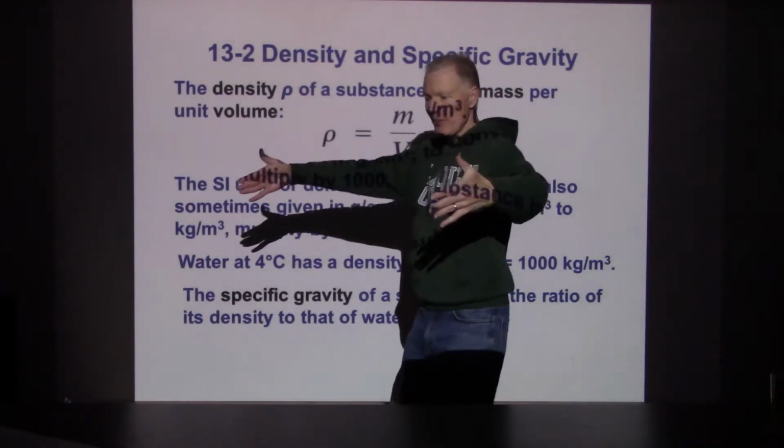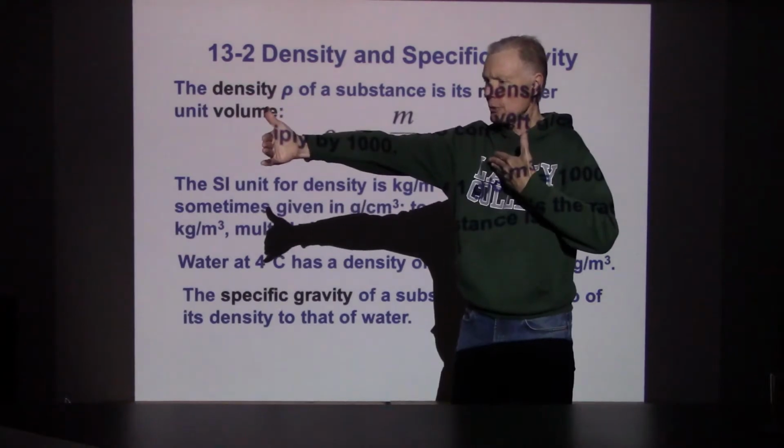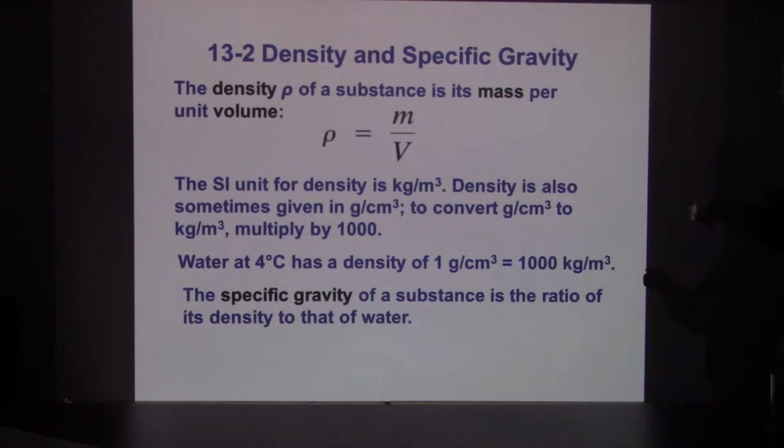So again, if we think of that cubic meter, that's a meter this way, a meter this way, a meter that way. It's a pretty good sized box. If that's filled with water, that's going to be a ton. It's going to be 1,000 kilograms.